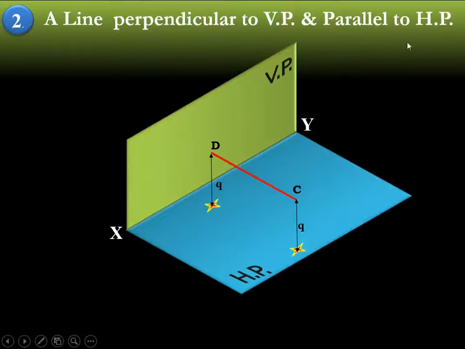Now let us move on to the second type of problems. A line perpendicular to the vertical plane and parallel to the horizontal plane. The pictorial representation of a line capital CD, which is perpendicular to the vertical plane and parallel to the horizontal plane, is shown here. From this diagram we can very well understand that the two ends of the line capital CD are equally displaced by a distance q from the horizontal plane.